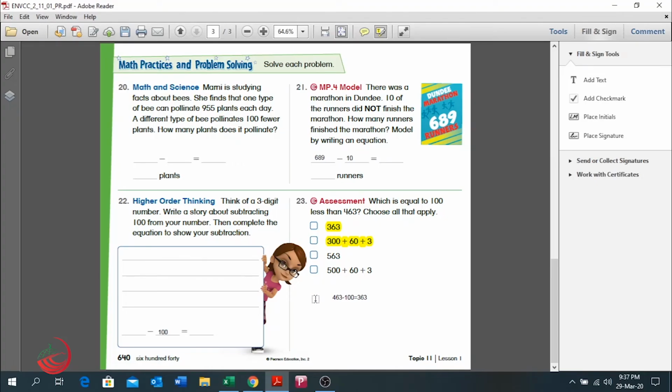563. Is it correct? No, it's not because the answer is 363. What about 500 plus 60 plus 3? Is it correct? Nope, it's not correct. So we have two correct answers. Choose all that apply means you can choose more than one. Choose all the correct answers.